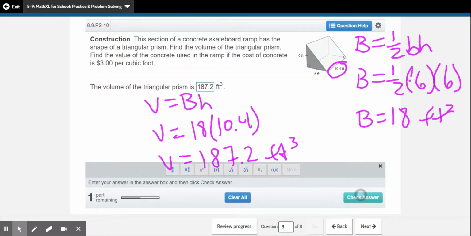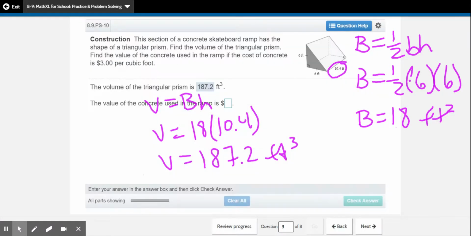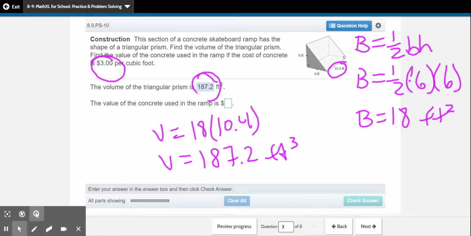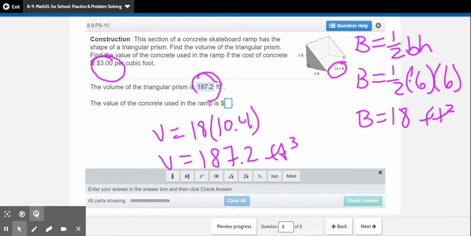187.2. Check answer. Good job. Now they're going to ask us about the cost. So all we're going to do is take this number and multiply it by 3. All right, and you should get $561.60.